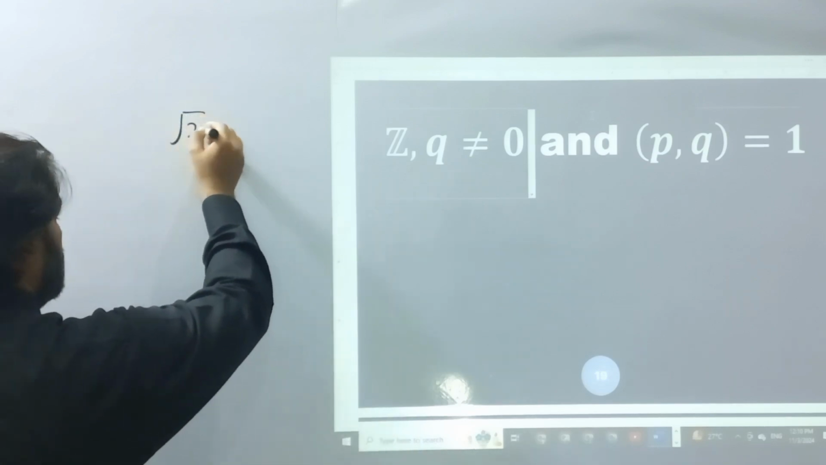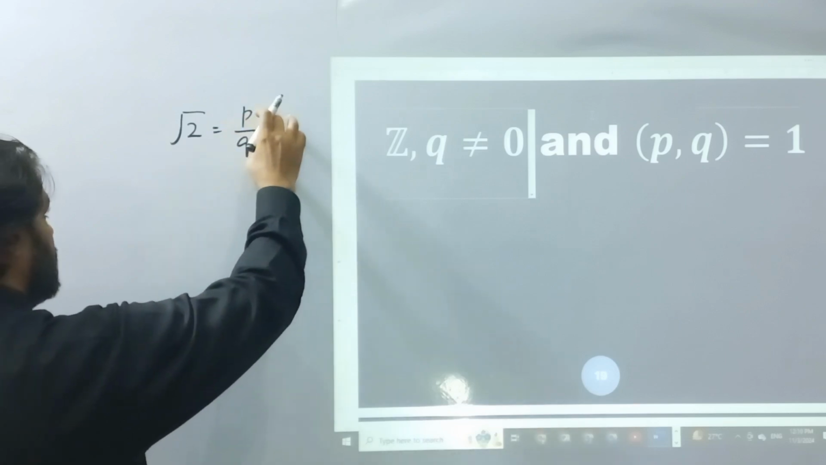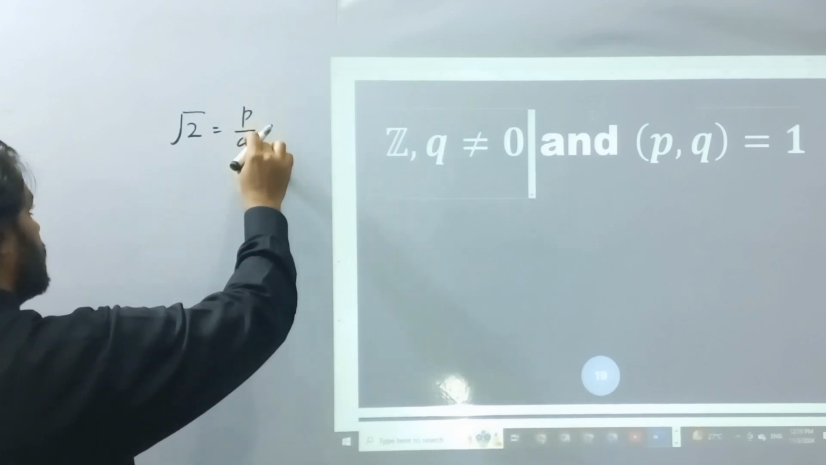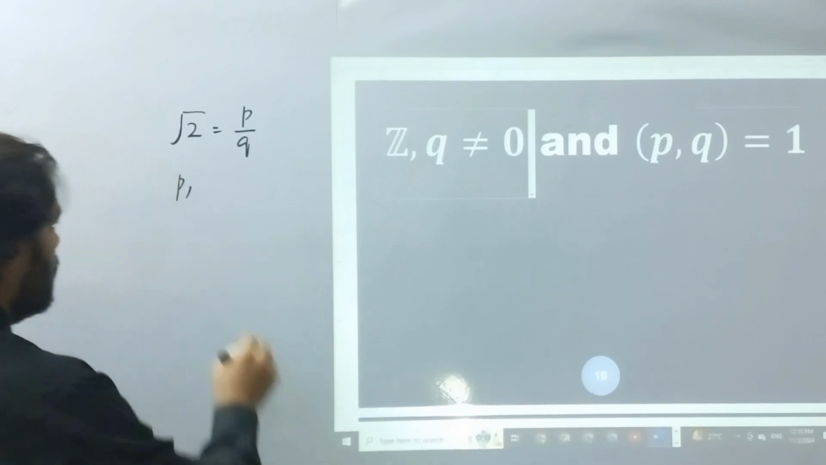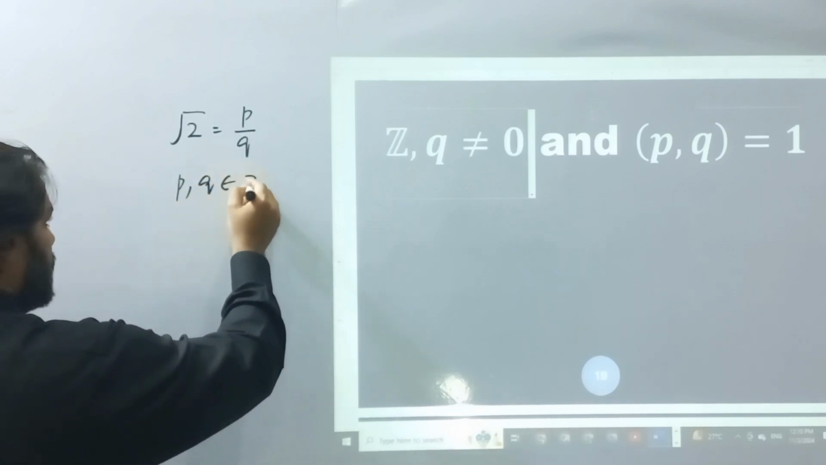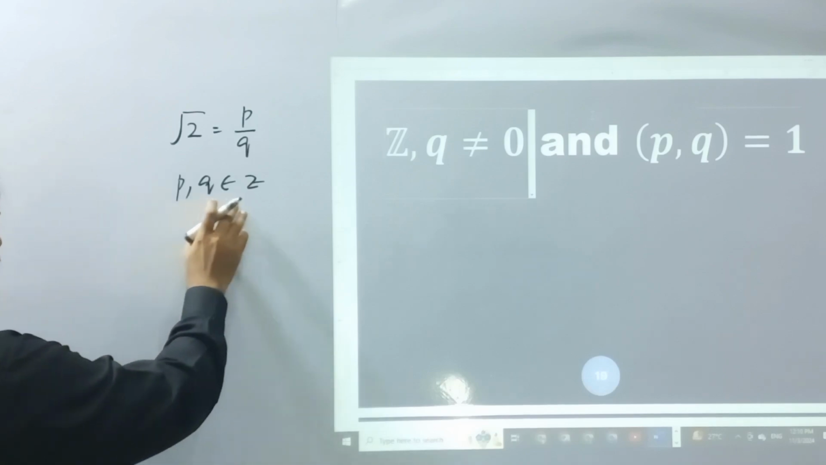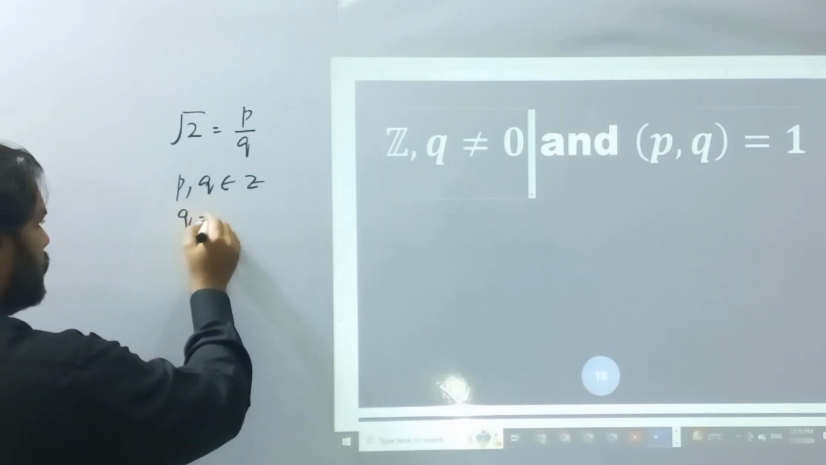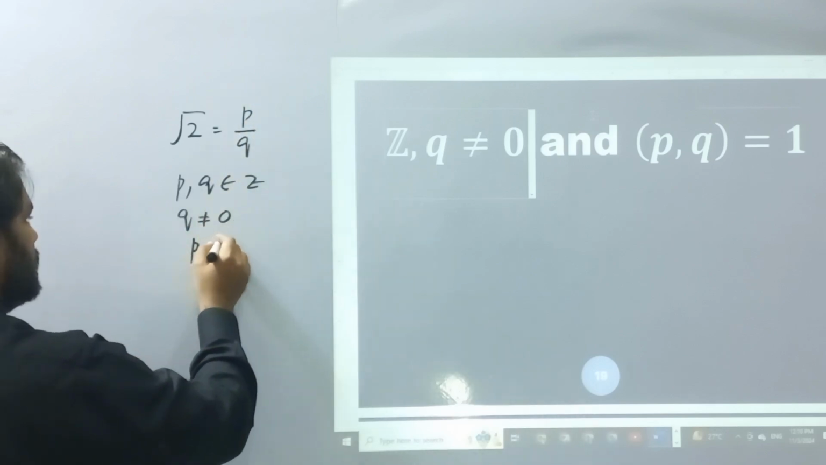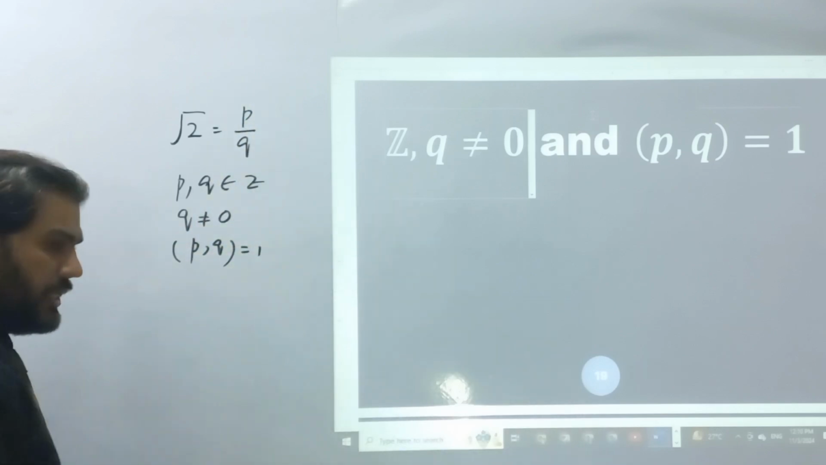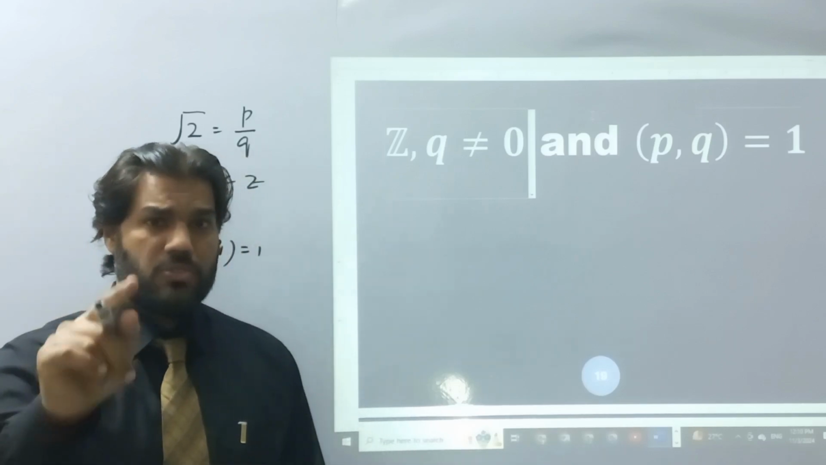Here we suppose that square root 2 is a rational number, so it can be written in p over q form. P and q are both integers, the denominator q is non-zero. Further, they are in simplified form, so their GCD is 1, meaning the only common factor between p and q is 1.